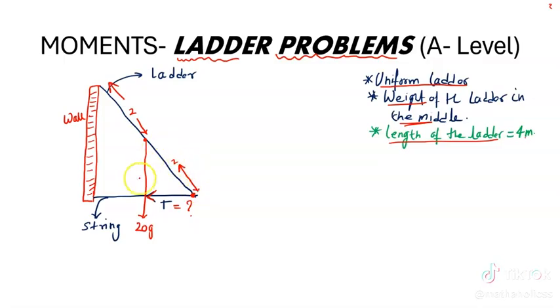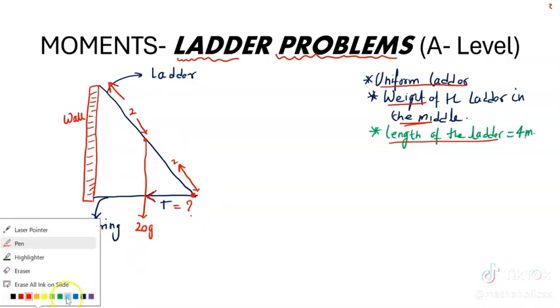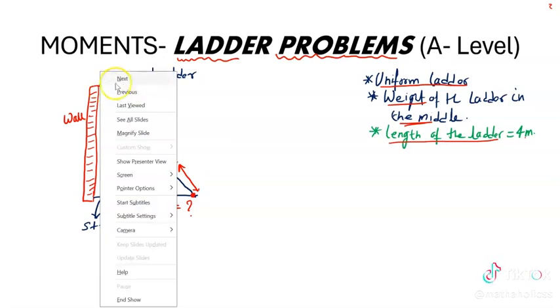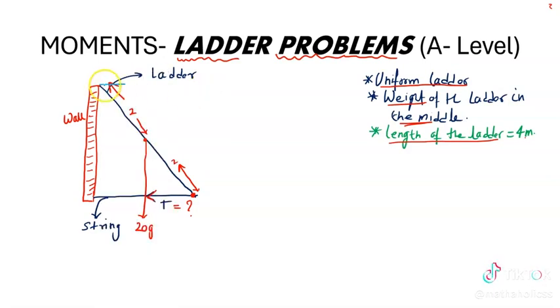Now, there will be some forces here, so let's write down those forces. Here it will be a reaction force from the wall. This is the reaction force, and there's another reaction force here. Suppose this is your R1 and this is your R2. They are all in Newtons, R1 Newton and R2 Newton. These are the reaction forces.